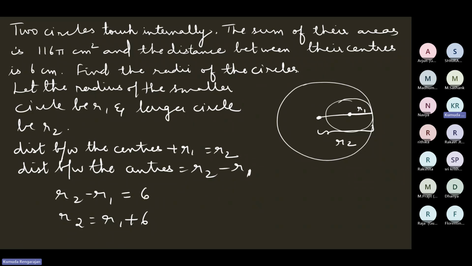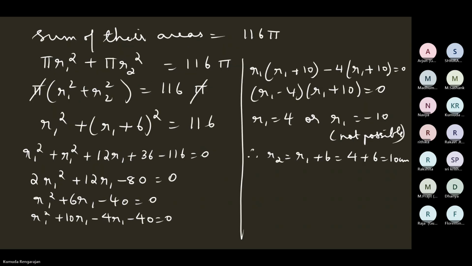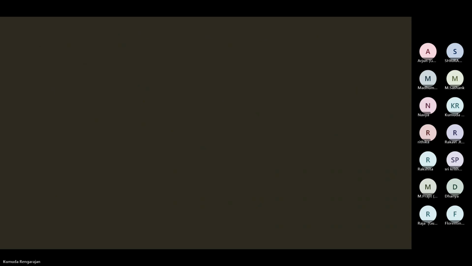So there, R1 plus R2 is the distance between their centers. Here, whichever is the bigger radius, R2 minus R1, the difference, is the distance between their centers. Okay, next one.